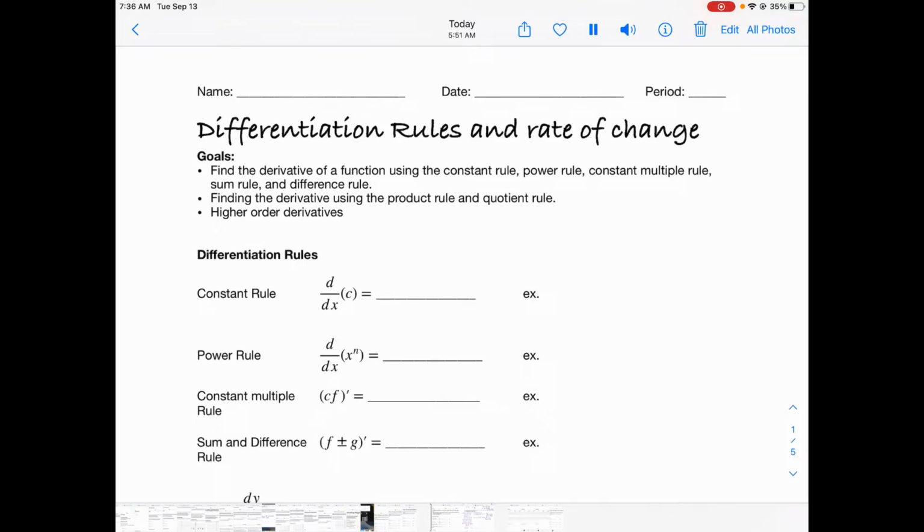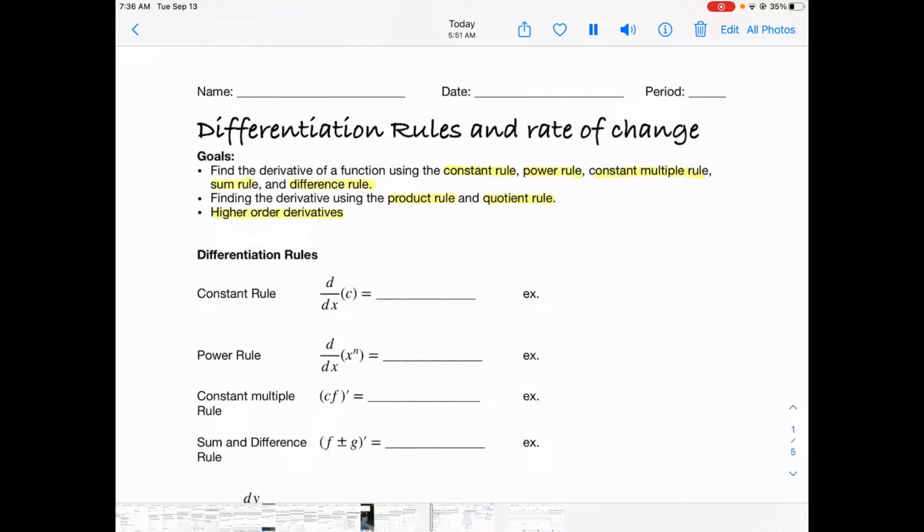In today's video, we're going to look at the differentiation rules of equations. We're going to look at the constant rule, power rule, constant multiple rule, sum rule, and the difference rule. And then we're going to learn how to do something called the product rule and the quotient rule. And then last but not least, we're going to look at finding higher order derivatives, so the second derivative, the derivative of the derivative, and on.